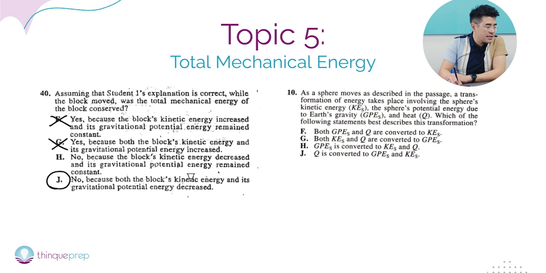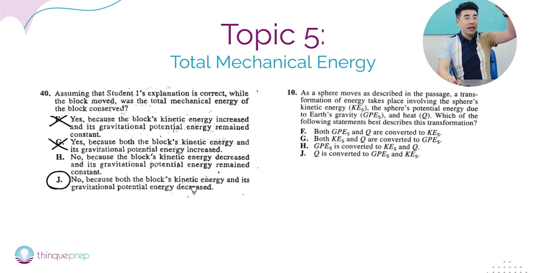Because the block's kinetic energy and its gravitational potential energy is decreasing, right? That means it's falling and it's also slowing down. And sometimes that happens, right? When you fall down a slide, you slow down by the end of the slide. Why? Because you're losing energy to friction. Over here, H says the potential energy remained constant. That would mean that you're slowing down but still staying at the same height, which I guess could be true, but this one, the correct answer was J.